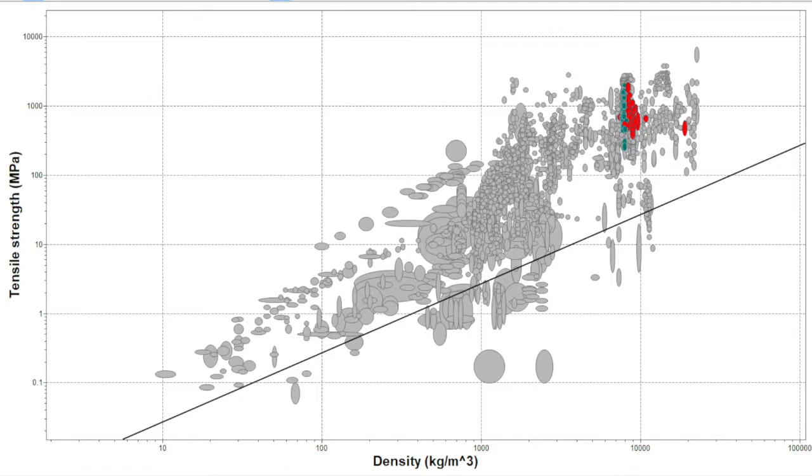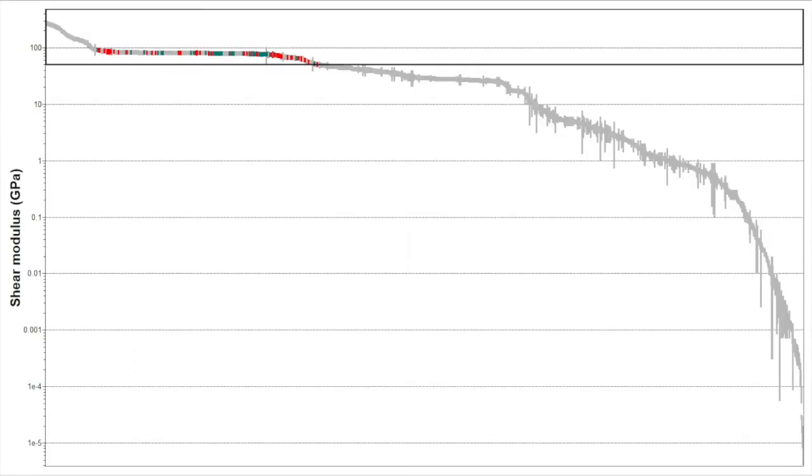At the start of the material process, the selection was narrowed to materials that have good tensile strength in relation to density. This was achieved with a slope of 1 and passing through a density of 1,000 and a tensile strength of 2.64 megapascals. Most of the materials passed this selection process. The next constraint was the material's shear modulus.